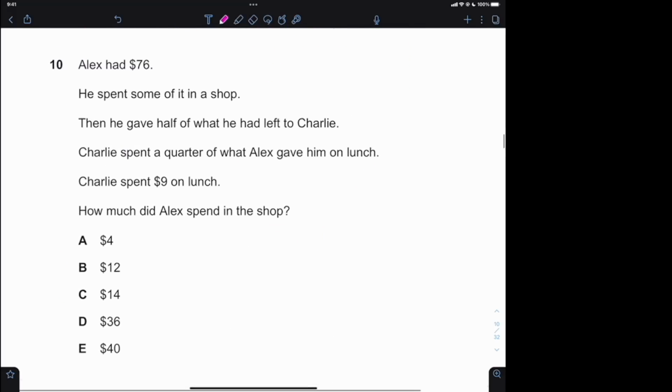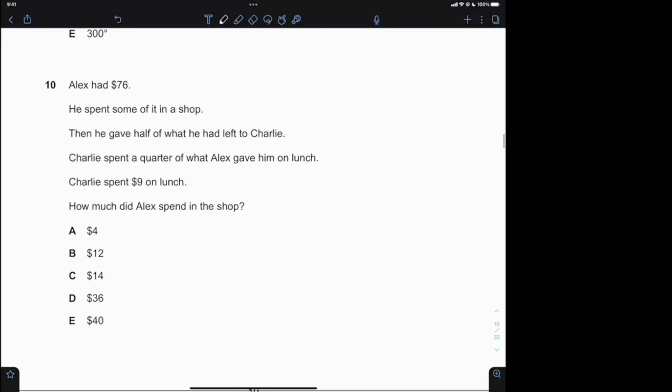Question 10. Alex had $76. He spent some of it in a shop. Then he gave half of what he had left to Charlie. Charlie spent a quarter of what Alex gave him on lunch. Then Charlie spent $9 on lunch. Okay, so the job here is to work backwards, basically. Again, as I said, with all these things where it goes in a stepwise fashion, the best way to get back to an earlier step, given some information from a later step, is to work backwards.